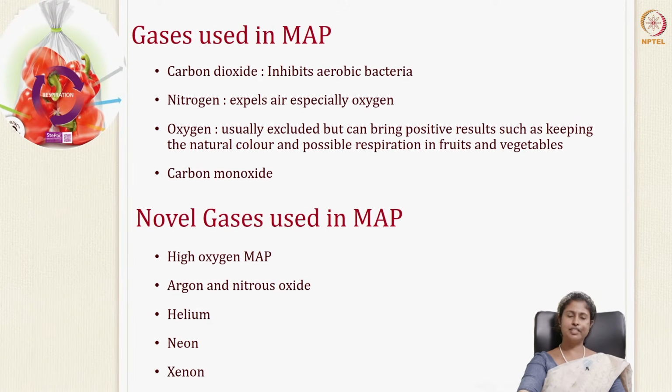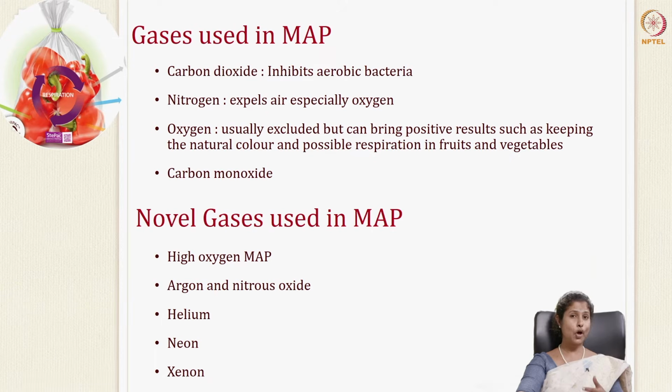What are the gases used? As we all know, the most important gas is carbon dioxide. This inhibits all your aerobic bacteria. They require oxygen, but if your carbon dioxide level is high, aerobic bacteria naturally decrease. Another important gas is nitrogen, which expels the air, especially oxygen. Once it replaces the oxygen, again it prevents oxidation.